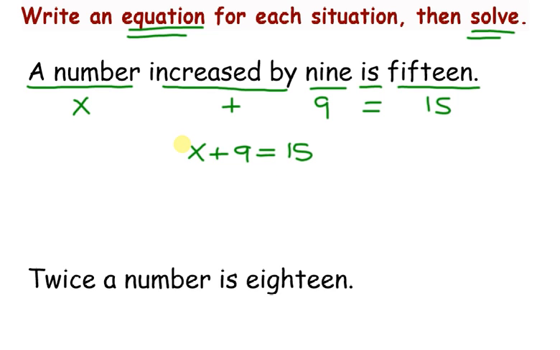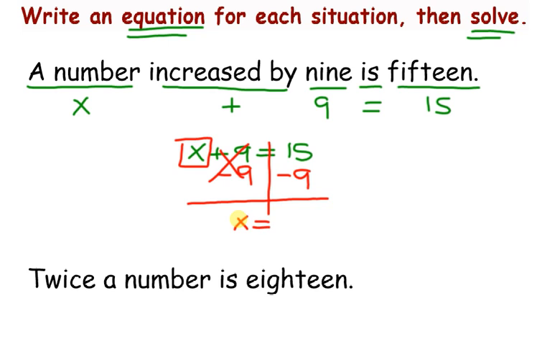Now we need to solve it. So we're going to put a box around the variable. This is plus 9, so we're going to do minus 9. Whatever we do to the left, we need to do to the right. 9 minus 9 cancels out, and we're left with x equals 6. Okay, let's try another one.